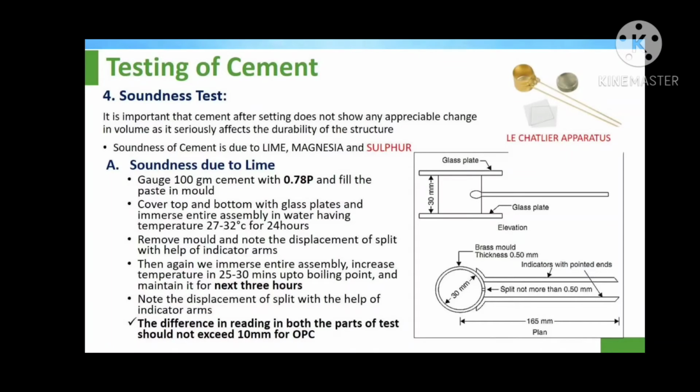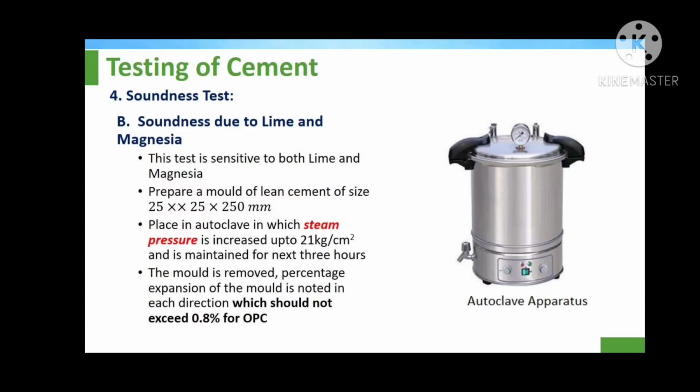Cover top and bottom with glass plates and immerse the entire assembly in water at a temperature of 27 to 32 degrees Celsius for 24 hours. Remove the mold and note the separation of the split with the help of indicator arms. Then again immerse the entire assembly, increase the temperature in 25 to 30 minutes up to boiling point and maintain it for the next 3 hours. Note the separation of the split with the help of indicator arms. The difference in readings in both parts of the test should not exceed 10 mm for OPC.